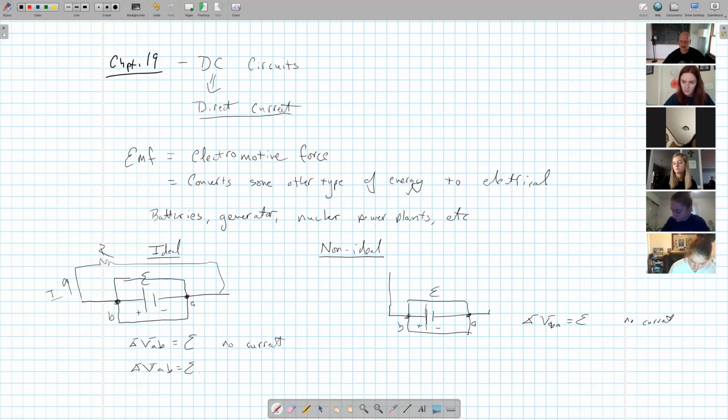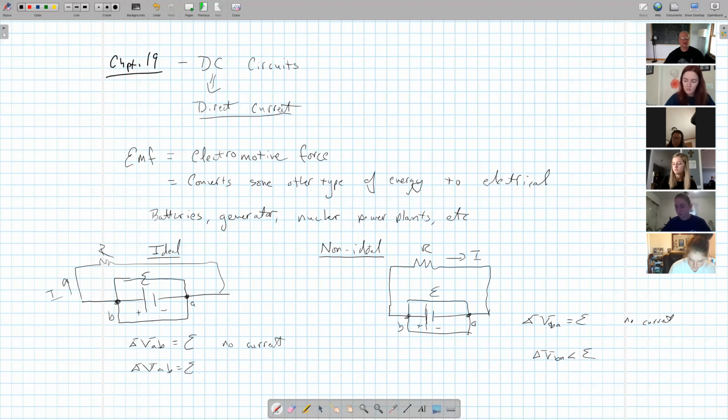But what will happen is if I now hook it up and I start running current through it by connecting it through a resistor, what happens in this case is that the potential difference becomes less than that of the EMF, which is what we saw in the lab, right? This is now less than the EMF.